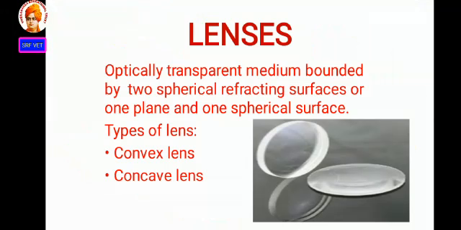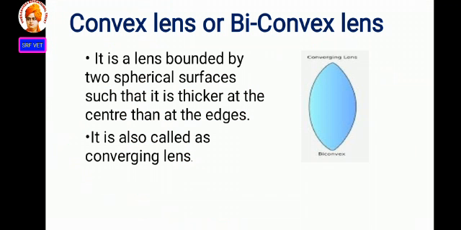Okay. Lens is basically classified into two types. They are concave lens and convex lens. Convex lens or biconvex lens. It is a lens bounded by two spherical surfaces such that it is thicker at the center than at the edges. That means the center part is thicker than at the edges. It is also called a converging lens because a beam of light passing through it is converged to a point. That means all the light rays are combined together at a single point.